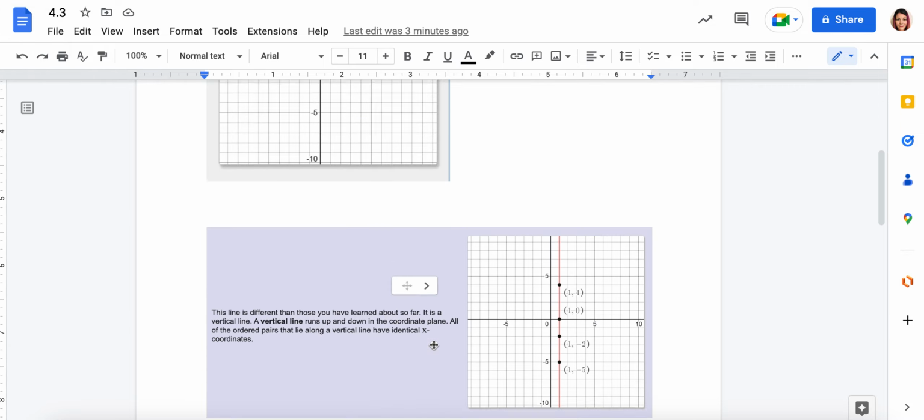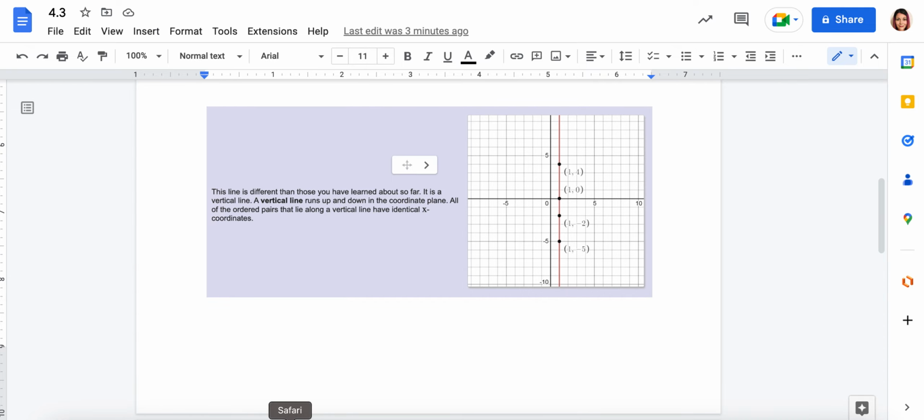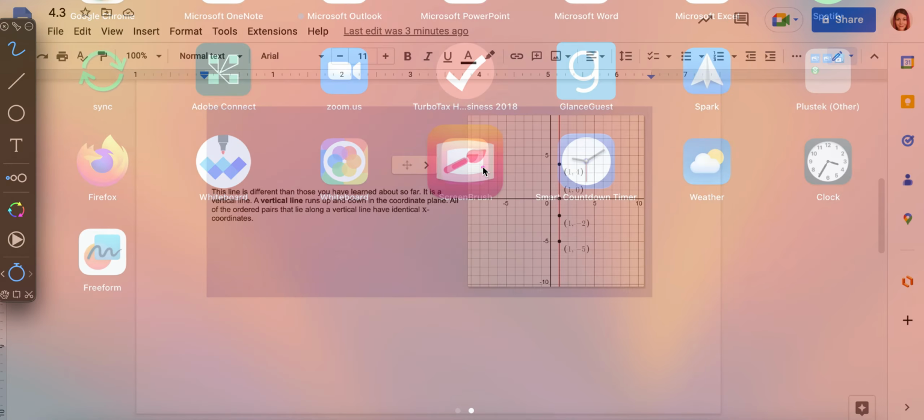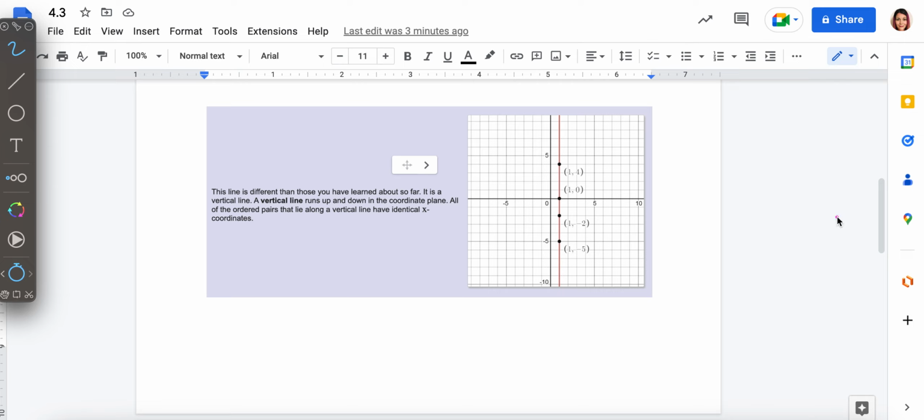Now with a vertical line, let's look at this. So another situation is a vertical line. A vertical line is a line that goes straight up and down, right? So a vertical line running straight up and down, if you notice this time, all its x's are the same. X coordinates are the same.